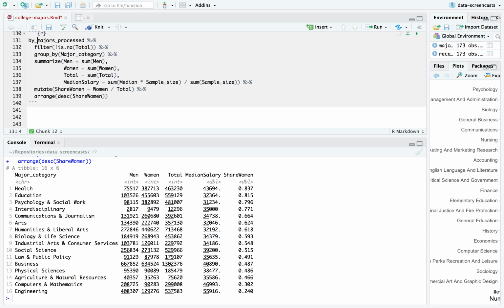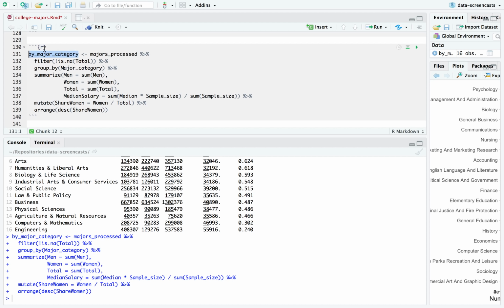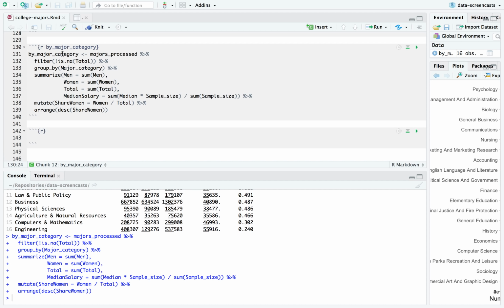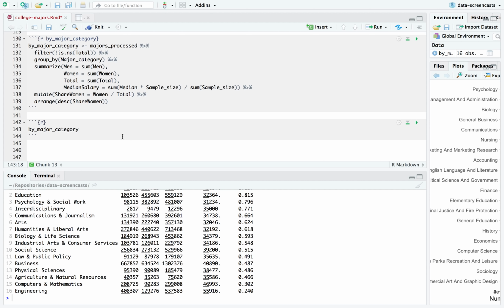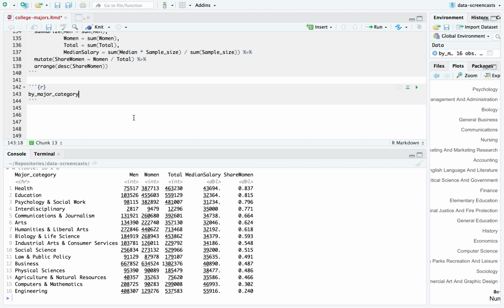I'm going to save this as by major category. I like to name things that are summaries by major. When I create a variable, I haven't been doing this, but I like to name the chunk according to the object that it defines. And yes, this is a bit better. So I'm going to look at by major category. All right. I've been speaking very fast, and I only recently noticed that. I don't mind coding fast, but I'm going to try and speak a little slower going forward.